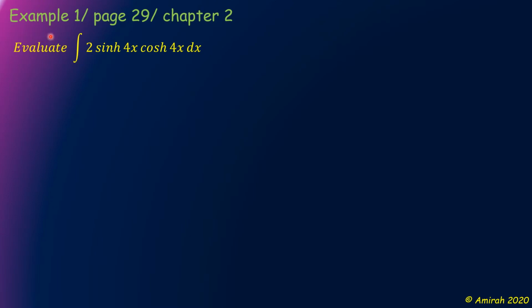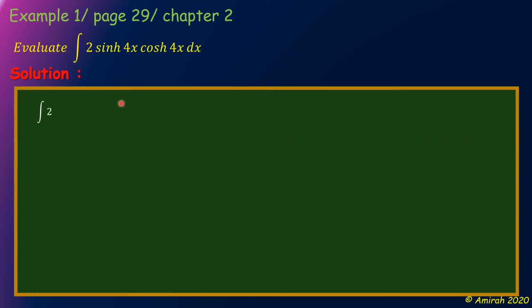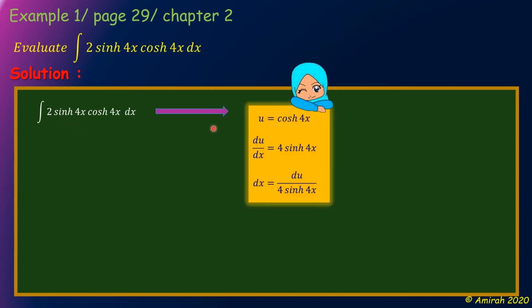Okay, now we look at example 1 on page 29 in chapter 2. Evaluate the integration of 2 sinh 4x cosh 4x dx. Here is the complete solution. To integrate 2 sinh 4x cosh 4x dx, we can use u substitution. We can choose u equals cosh 4x and then we differentiate.